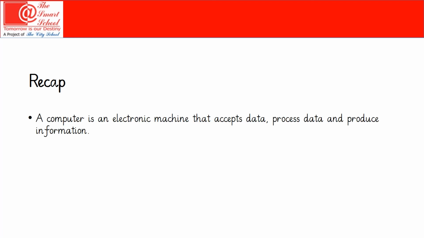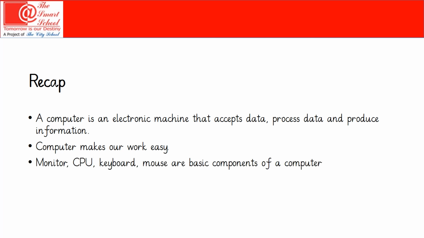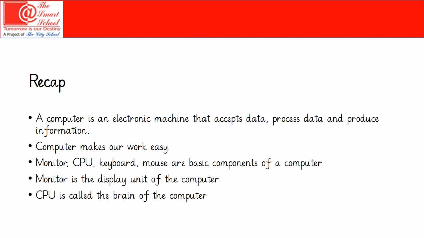Let's recap our lesson. In this lesson, we read that a computer is an electronic machine that accepts data, processes data, and produces information. Computer makes our work easy. Monitor, CPU, keyboard, mouse are basic components of the computer. Monitor is the display unit of the computer. CPU is called the brain of the computer.